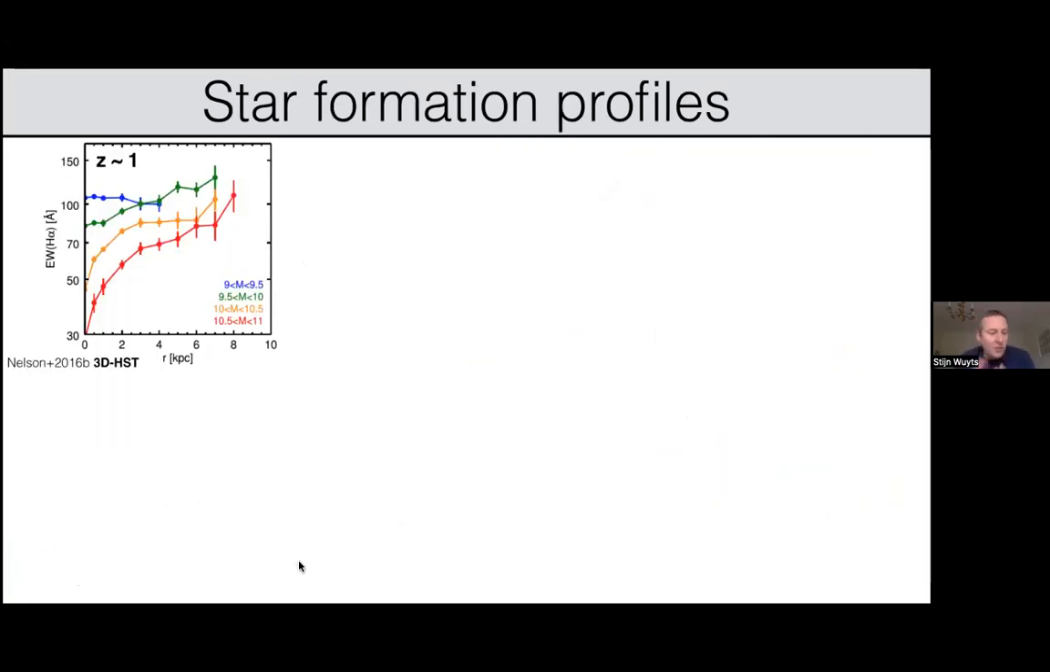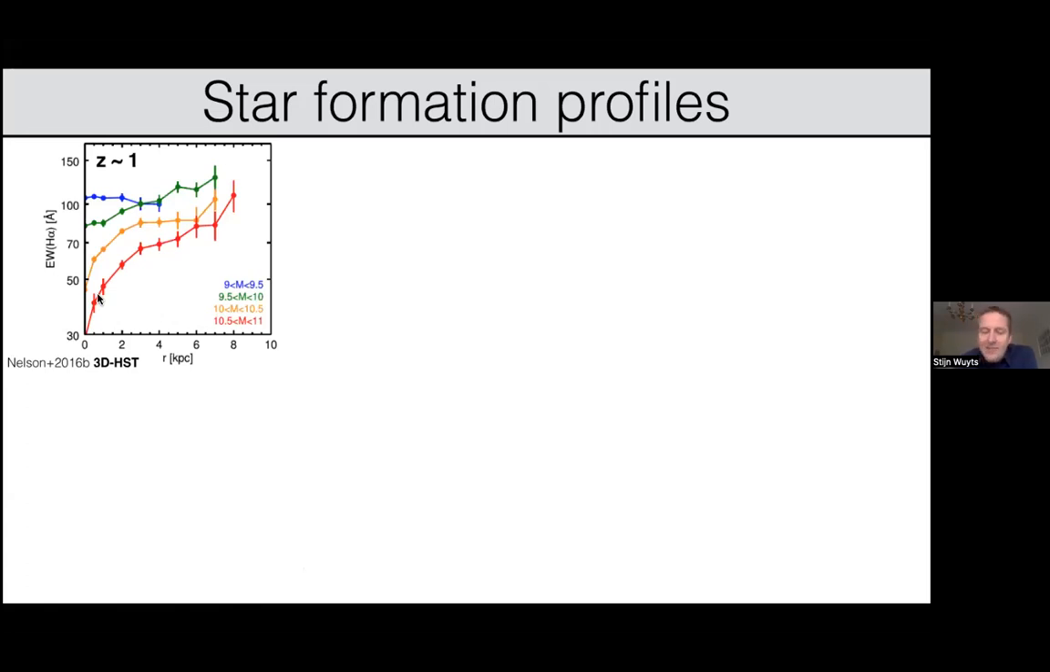Additional perspective on size growth is to evaluate instantaneously where stars are forming within galaxies. In first attempts to do so, we concentrated on the H alpha equivalent width as a proxy for specific star formation, and found, based on this grism spectroscopy, which allows you to extract H alpha maps at HST resolution, central depressions in the H alpha equivalent width, particularly at higher masses.